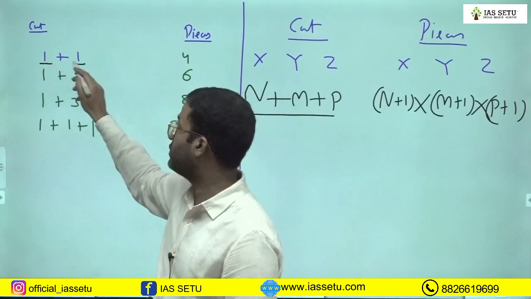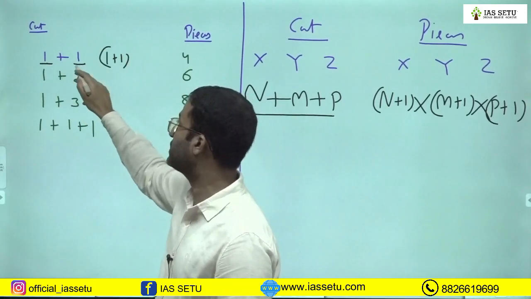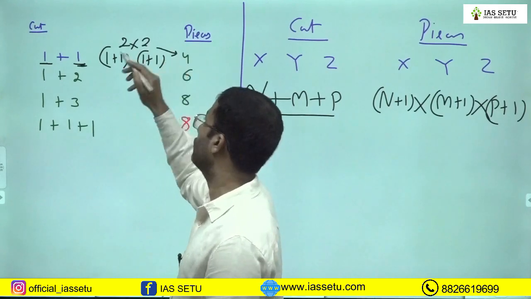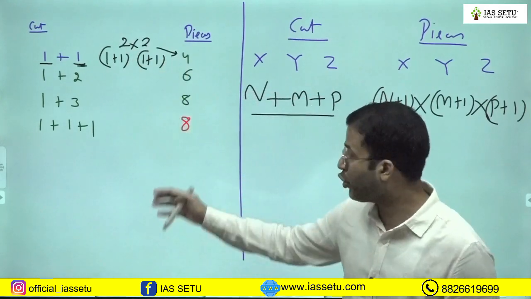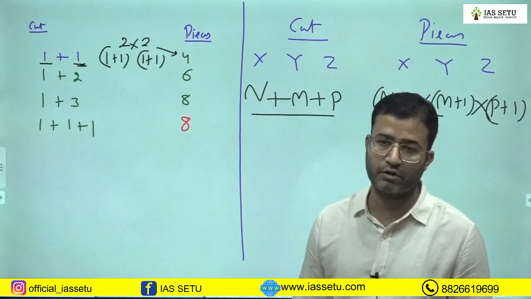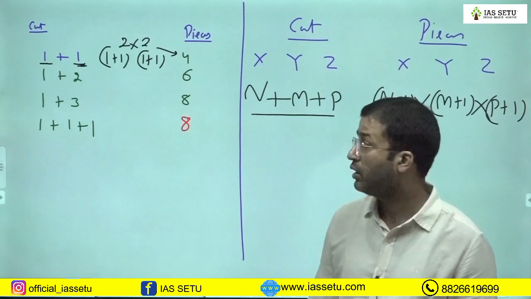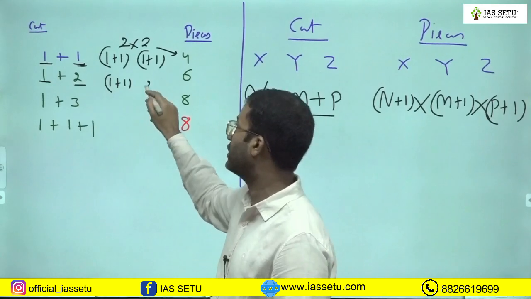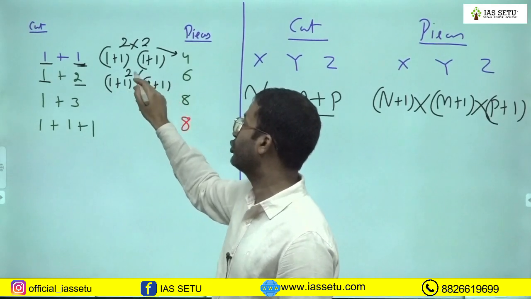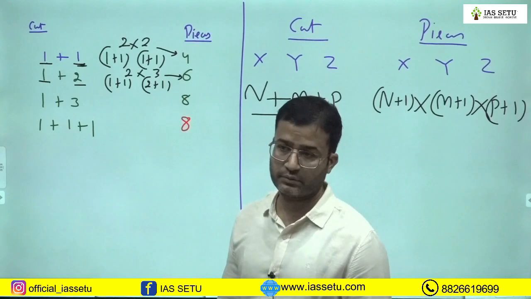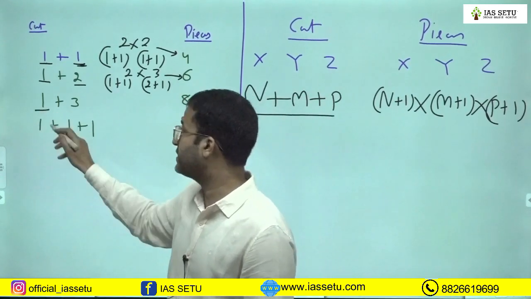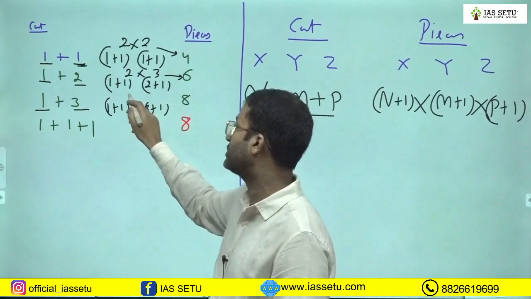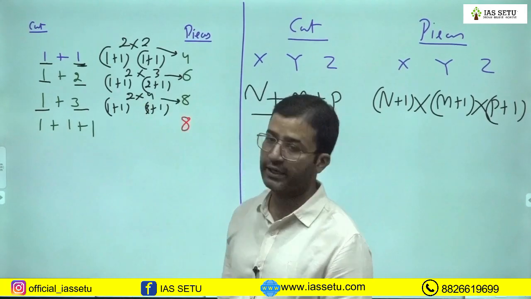So can we say this is 1 cut? According to our rule, this 1 cut gives you 1 plus 1 pieces, this 1 cut gives you 1 plus 1 pieces, 2 into 2, 4. We will cross-check whether it is applicable here or not. Then 1 cut gives you 1 plus 1 pieces, 2 cuts give you 2 plus 1 pieces, 2 into 3, 6. Similarly, 1 cut gives you 1 plus 1 pieces, 3 cuts give you 3 plus 1 pieces, 2 into 4, 8.